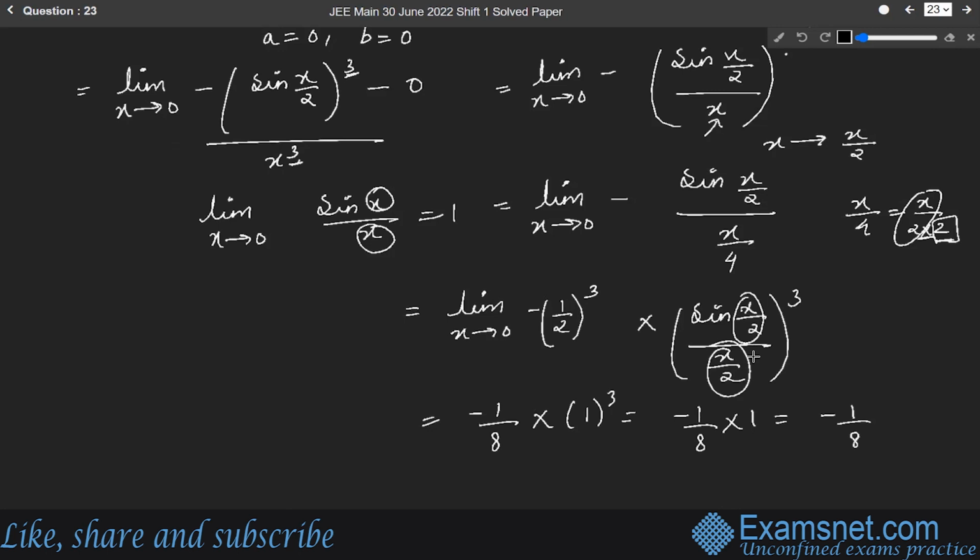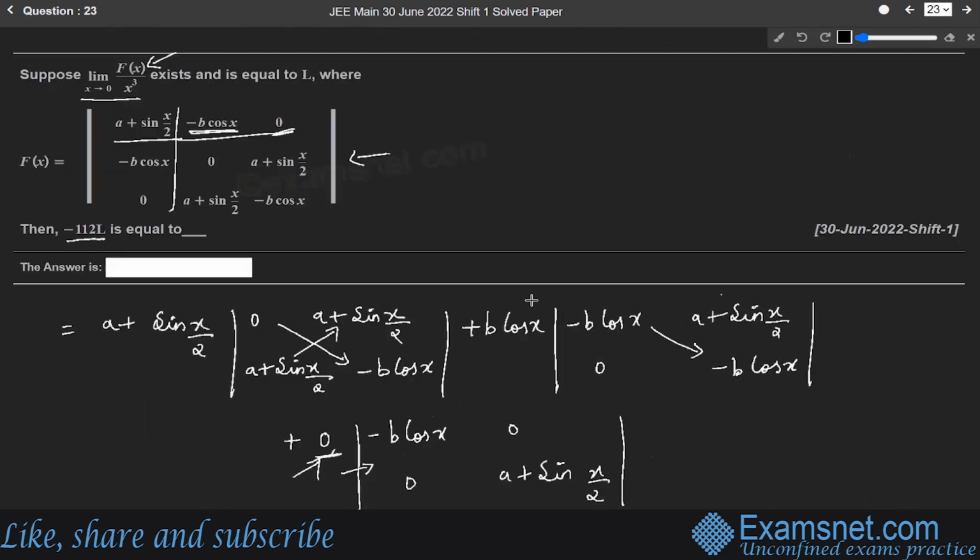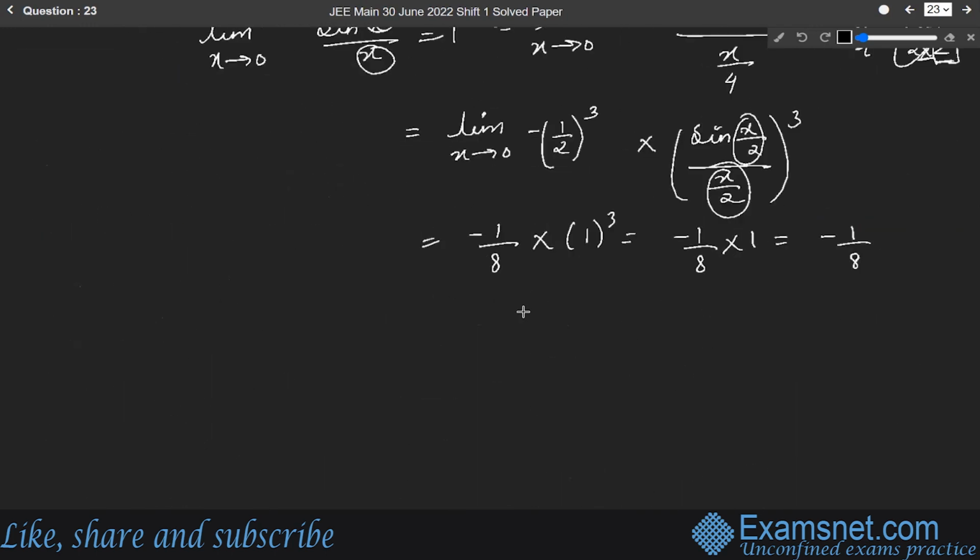And what is this value? It is actually the value which is equal to limit x tends to 0 f of x upon x cube. And it is given that this value is equal to L. It means that we have the value of L. What is L? L is equal to minus 1 by 8. Now we have to find minus 112 L, meaning minus 112 into L. So let us put the value, minus 112 into L. What is L? Minus 1 by 8.